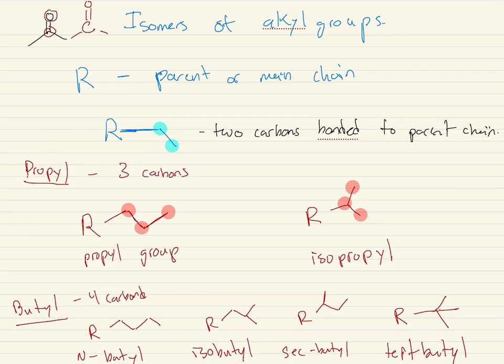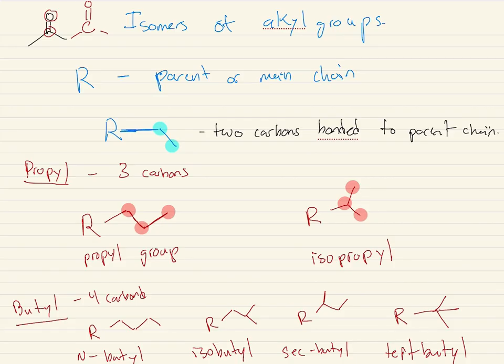I'm not going to be testing you too heavily on these. It's a lot to remember. But these are what these represent, right? The R, I want you to be familiar with the R notation to say this is an arbitrary parent chain. And these are isomers of the butyl alkyl group. All right. Any questions on that?